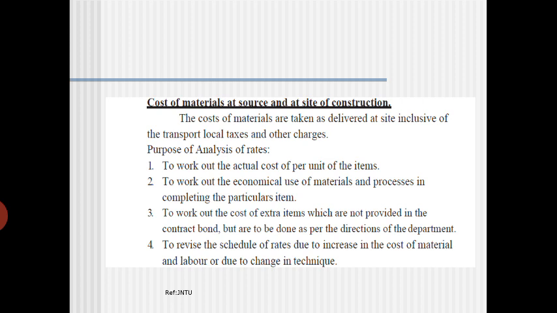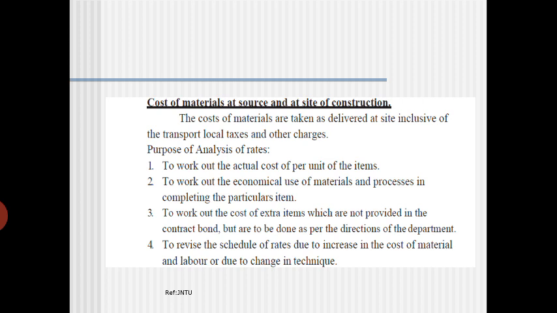Now the next thing is the cost of materials at source and at the site of construction. See, the cost of material is very, very important, because maximum of our construction cost is lost in the cost of the materials itself. So two things are very important when you are constructing or estimating. The cost of the materials and its cost at the site is very important.